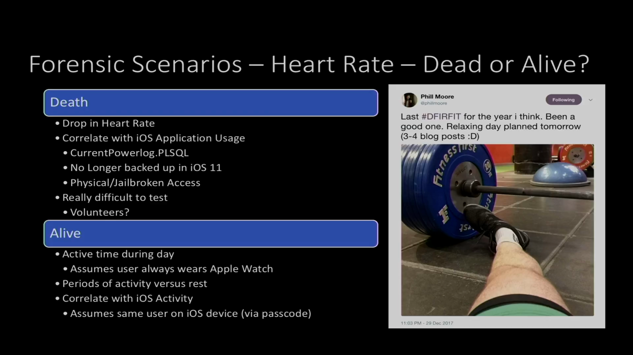So showing the activity for a particular person per day. This has a lot of assumptions. The user must have an Apple Watch, something to track their heart rate. It's just going to show periods of activity versus rest, so you can kind of get a good feeling for that. Also, if you're doing surveillance of the person, you can figure out what they're doing as well. And you also want to correlate this with other iOS activities. So it's not just the health database. We also want to look at, say, the application usage.